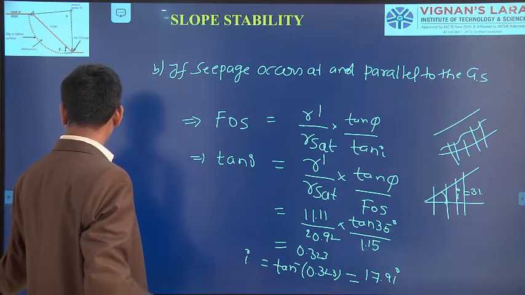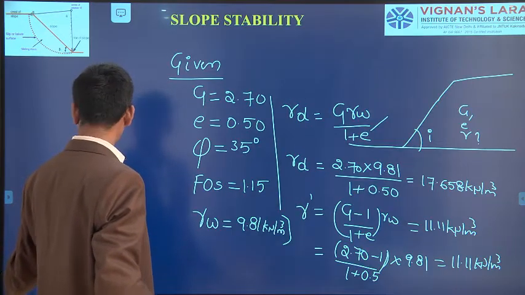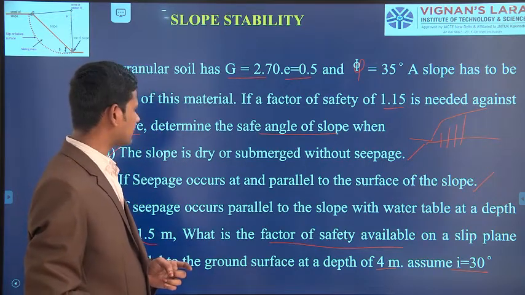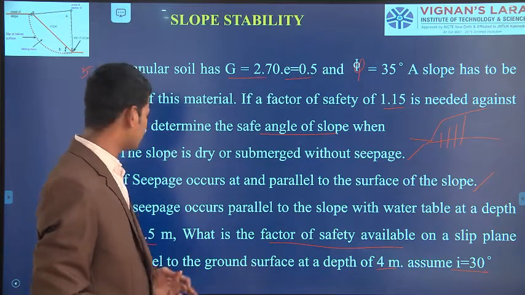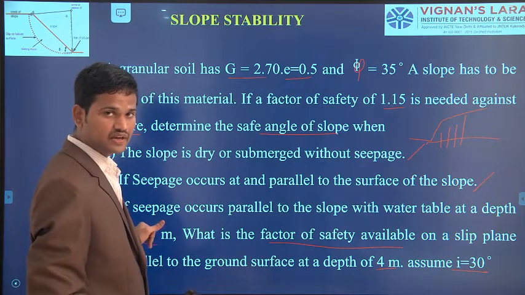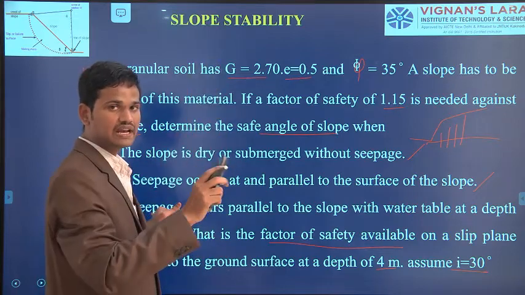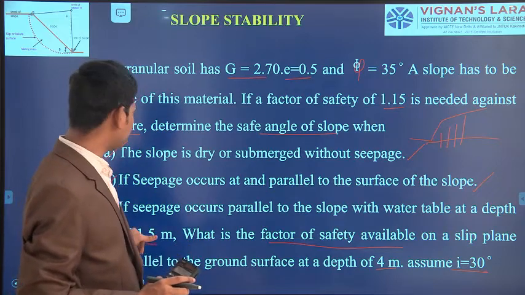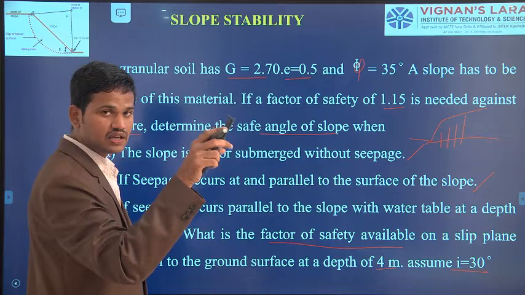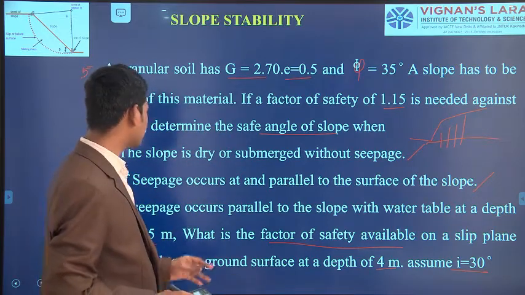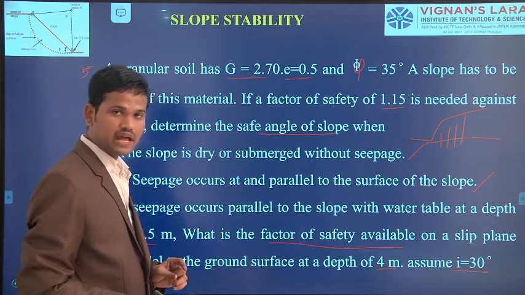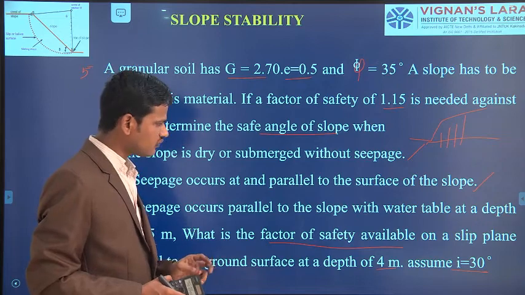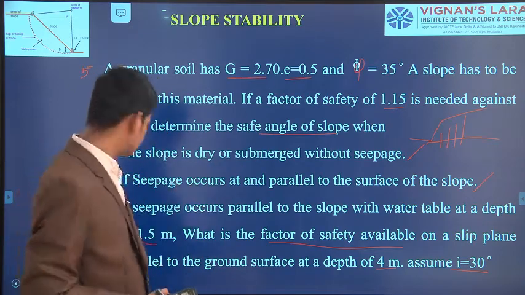Next, we will read the third problem once. Again we will solve that third problem also. In the third problem, what they are asking is, if seepage occurs parallel to the slope with the water table at a depth of 1.5 meters. That means in the previous condition the seepage was at and parallel to the ground surface, whereas in this condition it is parallel to the slope, with the water table at a depth of 1.5 meters from horizontal ground level. What is the factor of safety available on the slip plane, that is the failure plane, parallel to the ground surface at a depth of 4 meters? Assume i equal to 30 degrees.